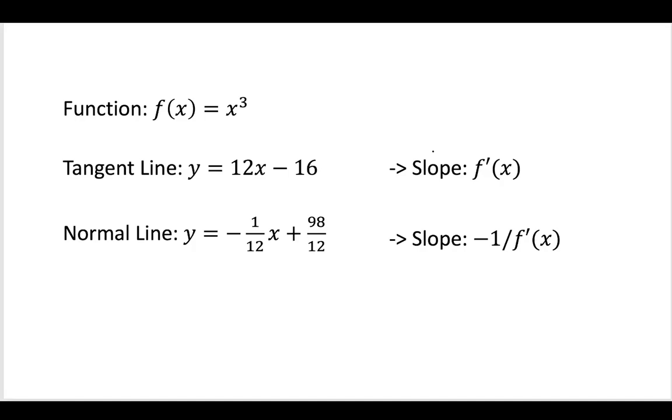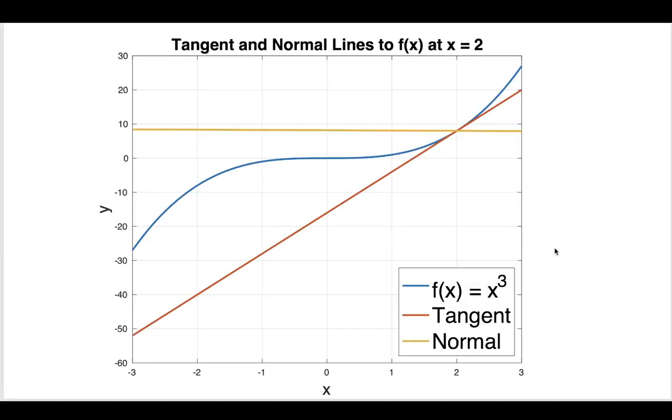All right, so as a little bit of a summary, we started with a function, f of x is equal to x cubed. We used a point, x = 2, and at the point x is equal to 2, we found a tangent line, and we found a normal line. The slope of the tangent line is the derivative evaluated at x is equal to 2. The slope of the normal line is negative 1 over the derivative at x is equal to 2. And we can go ahead and plot these so that we can see that that is correct.